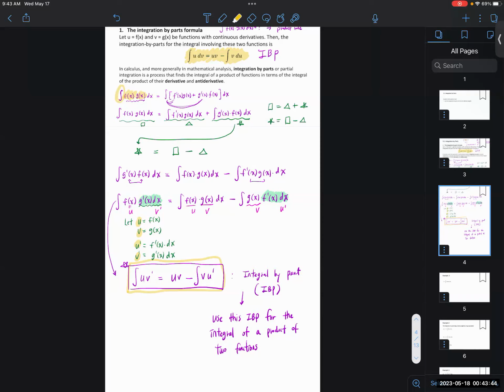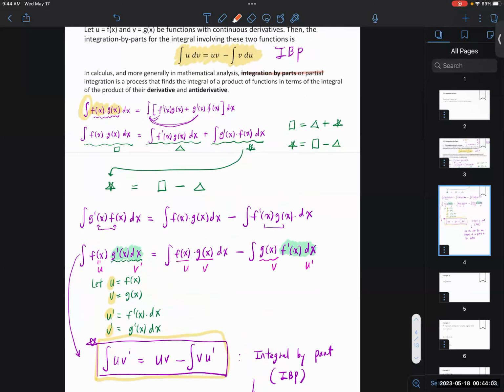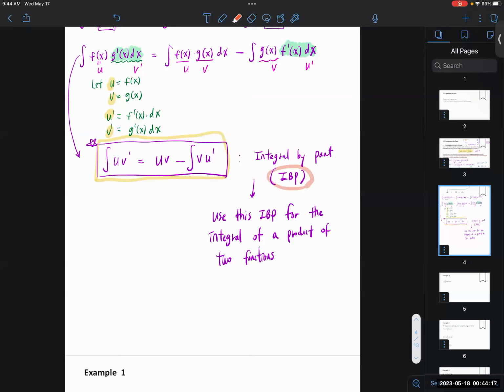Does it make sense? So we're going to utilize this IBP method as one of the integral techniques, especially when you see the product of two functions. We call this IBP. So I'm going to highlight it a little bit. In calculus, integration by parts, or partial integration, is a process that finds the integral of a product of functions in terms of the integral of a product of their derivative and antiderivative. Simply, you're going to use this IBP when you are taking the integral of a product of two functions, okay?